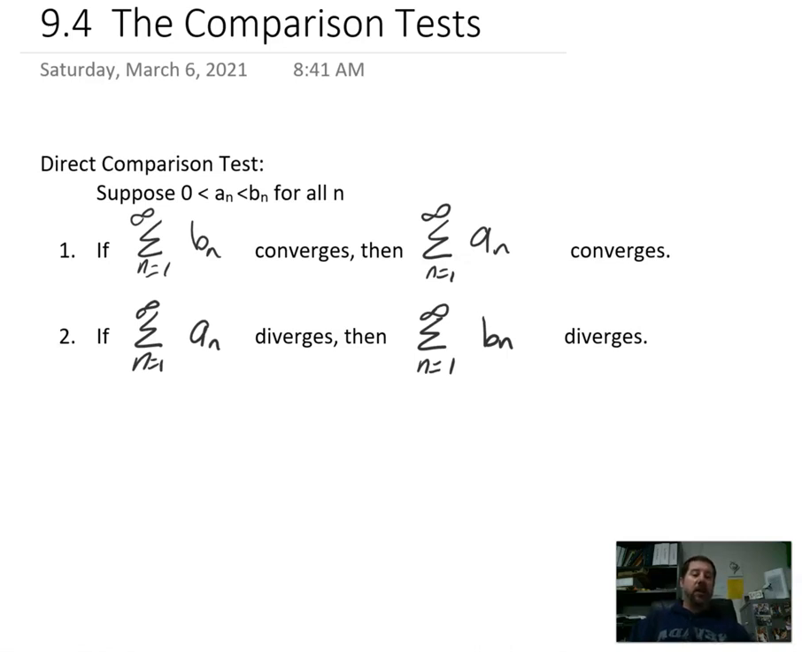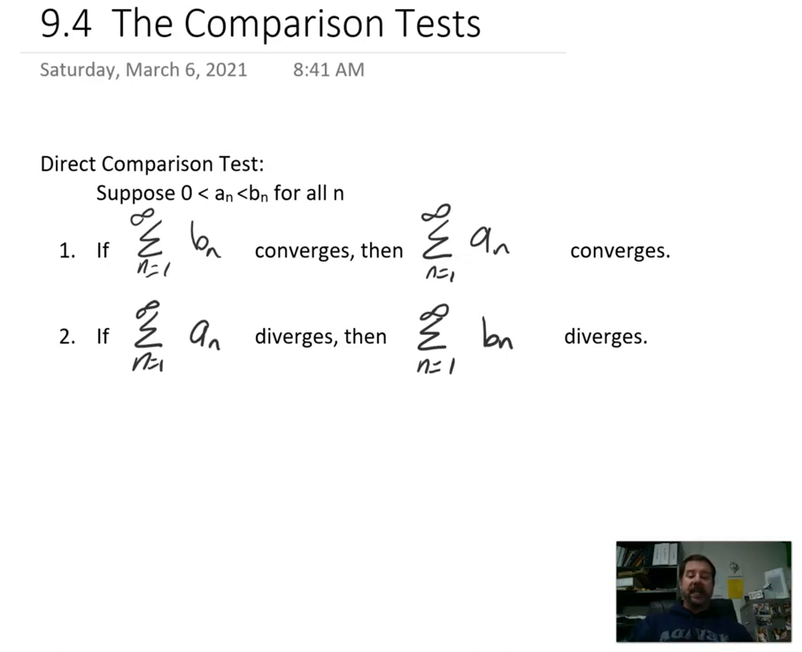Suppose we have two sequences, a sub n and b sub n, where they're both greater than 0, but a sub n is smaller than b sub n for all of our n values. One sequence is always smaller, a is always smaller than b. Then I know, by using direct comparison, that if the b sub n series converges, then a sub n has to converge as well. And if a sub n diverges, then b sub n is going to diverge.